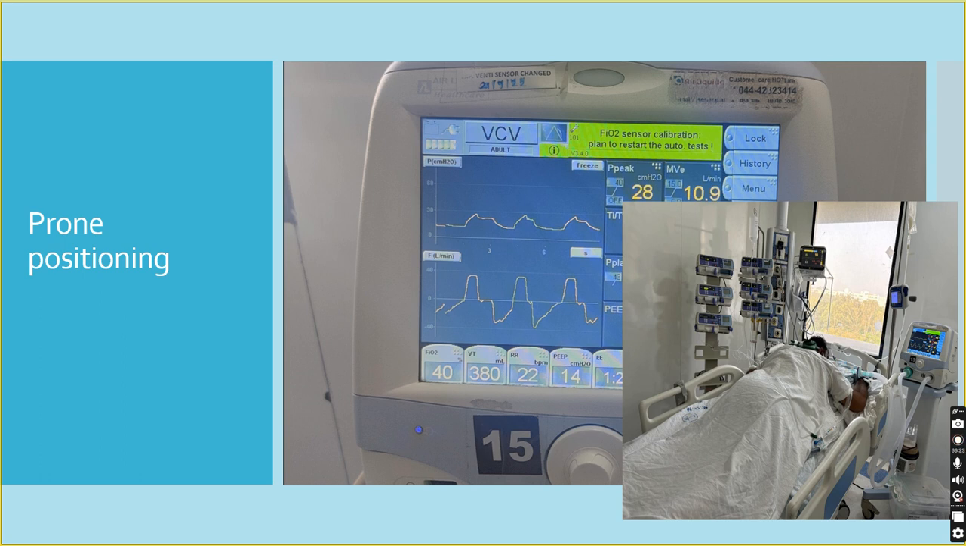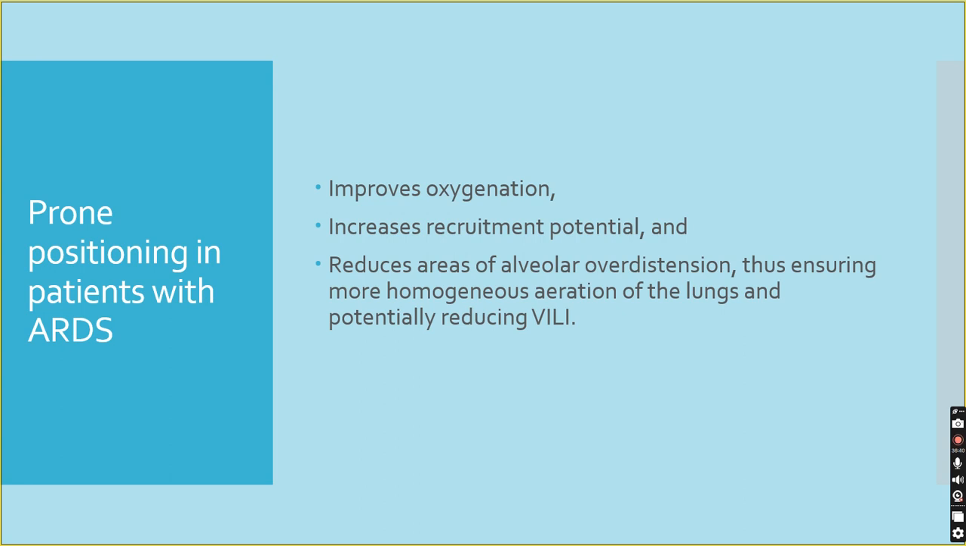Next slide. This is to just show you that it is possible if your ICU is geared up, your staff is trained to do a proper proning. A lot of videos are available on YouTube on how to do a proning of a patient. Next slide. So prone position in ARDS improves the oxygenation, increases the recruitment potential of the lung. It reduces areas of alveolar over distension, thus ensuring homogeneous aeration of the lung and potentially reducing ventilator-induced lung injury.